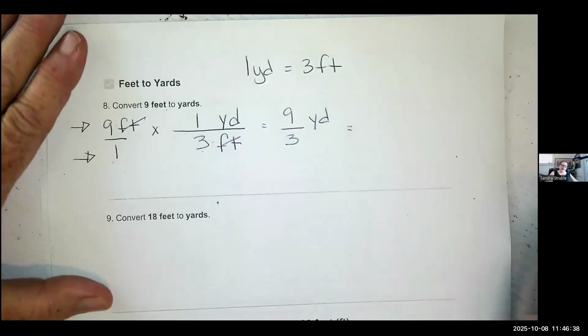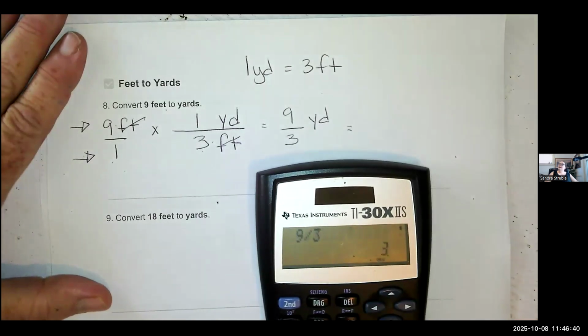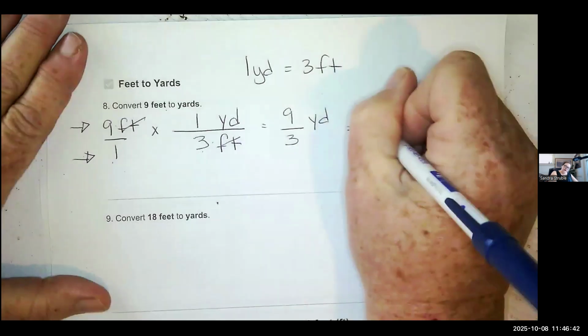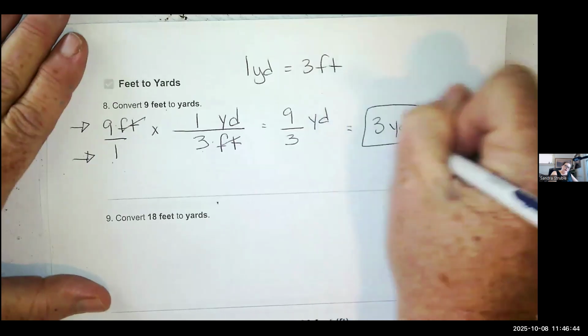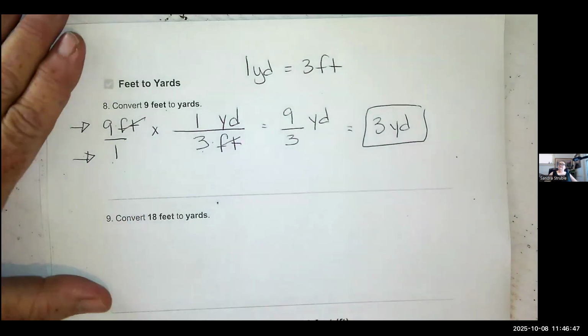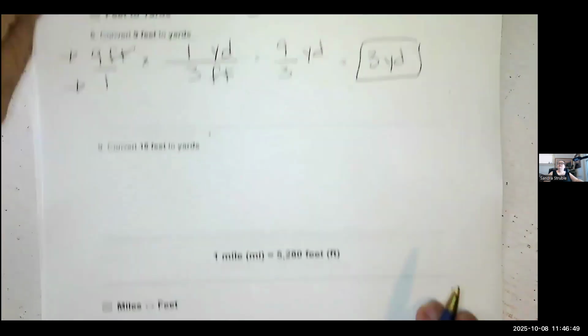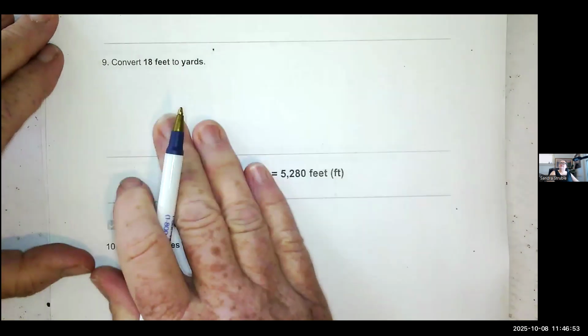Finally, break out your calculator and go 9 divided by 3, and that is 3. So your answer is 3 yards. 3 yards is equivalent to 9 feet. Okay. For the next one, pause the video and attempt this one yourself.